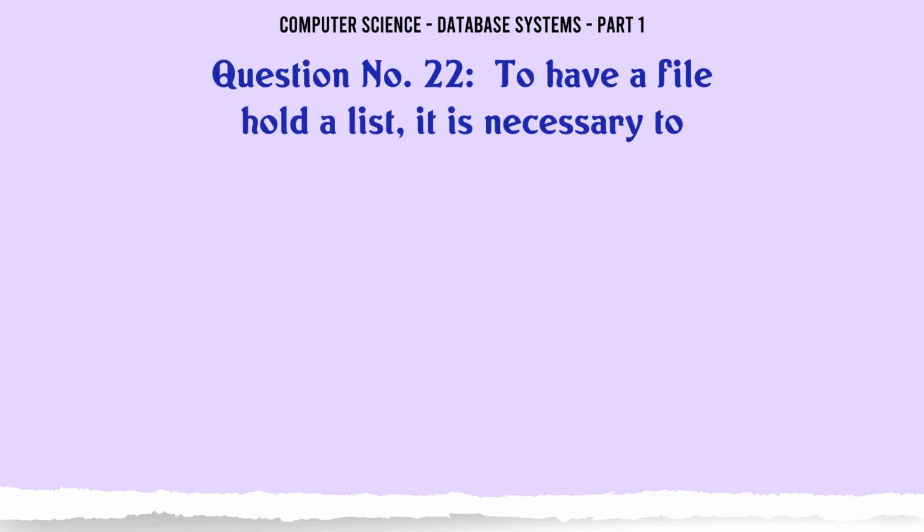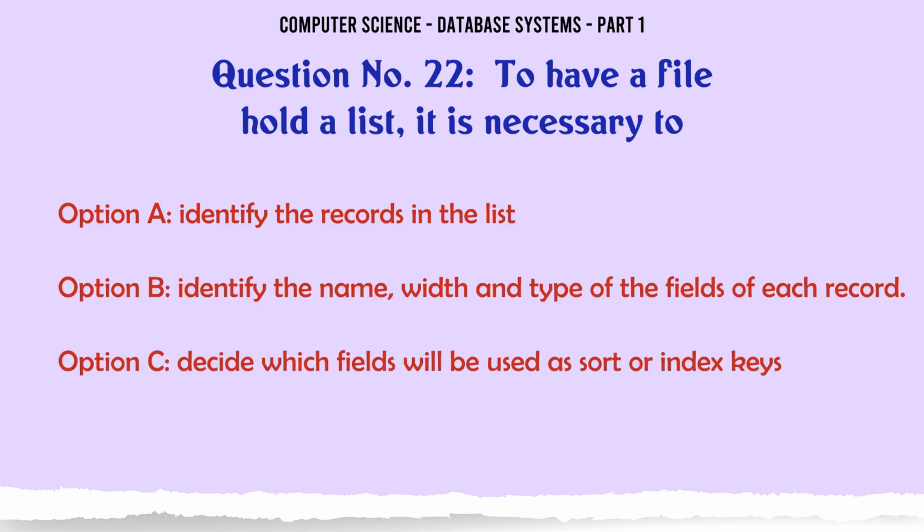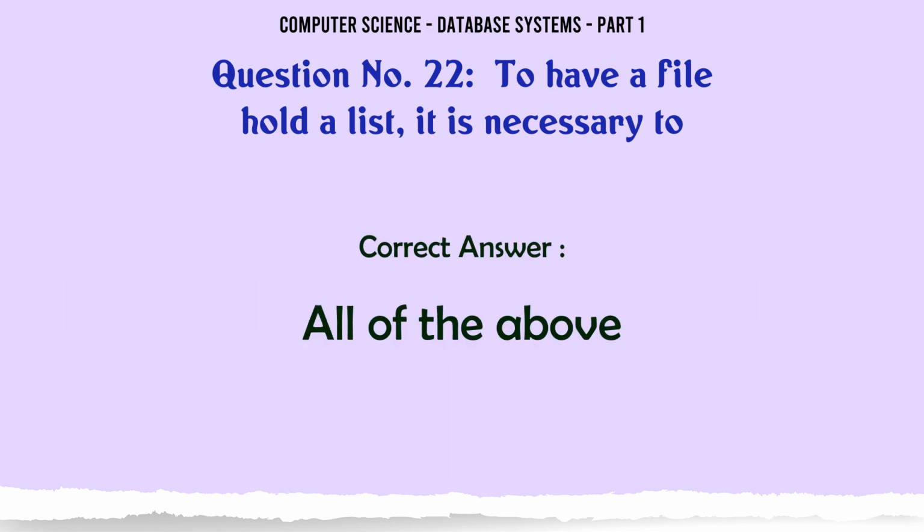To have a file hold a list, it is necessary to A. Identify the records in the list. B. Identify the name, width, and type of the fields of each record. C. Decide which fields will be used as sort or index keys. D. All of the above. The correct answer is all of the above.